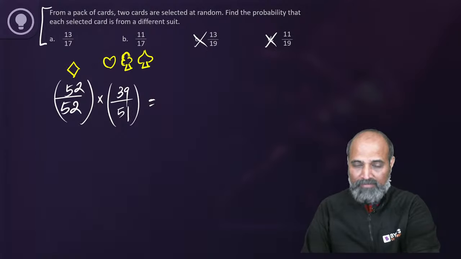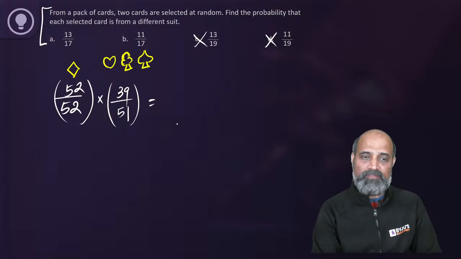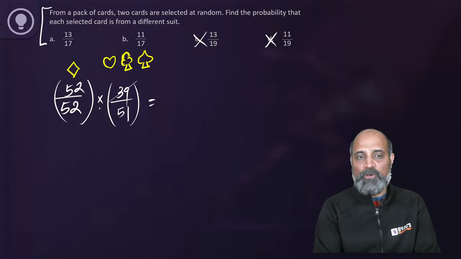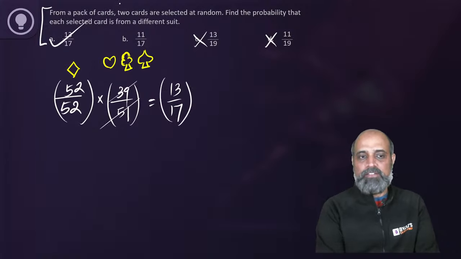Taman, 11 कैसे आएगा बेटा? 11 नहीं आएगा ना? So they both are divisible by 3. You will be left with 13 upon 17. That should give you option A.